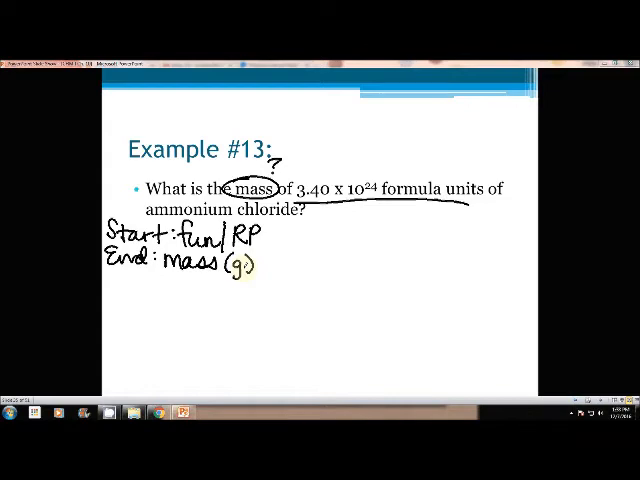So now, what's the next step that we do on all these problems? Put the number over 1 that we're given. So we're given 3.40 times 10 to the 24th formula units over 1. Are we okay back there? Yep. Okay.